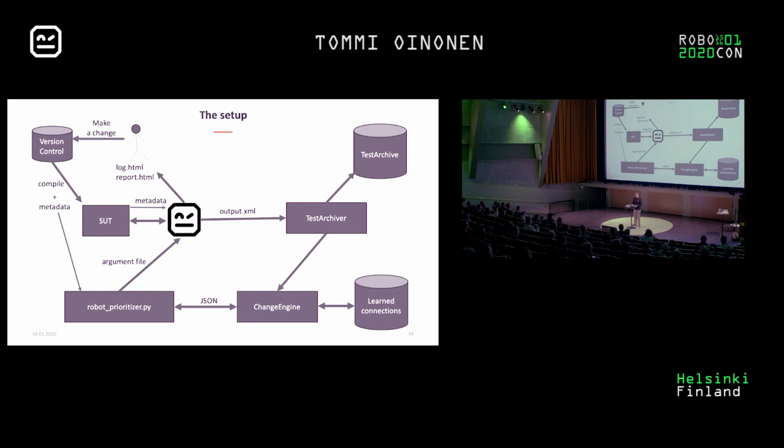And the last part, let's add something that does the prioritization. So Robot is a very nice tool. You can add the metadata there. Now there are ways to save the data. You can also do the prioritization.